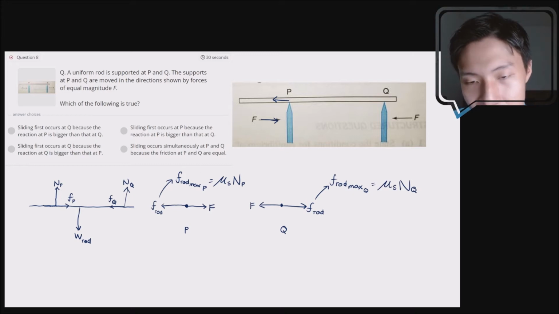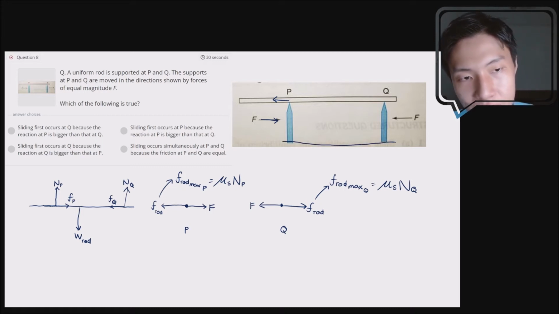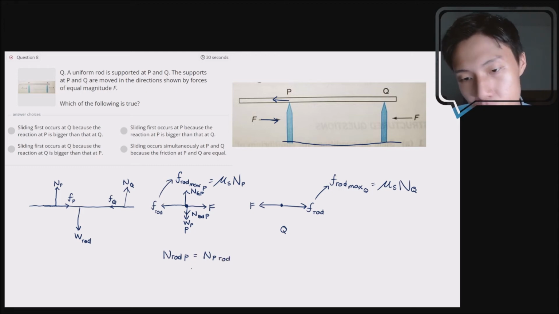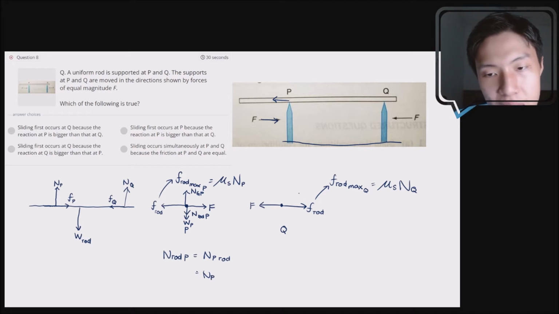Okay, technically what this is trying to say here is, if you think of this thing here having a ground, there should be a normal force exerted by the ground on support P. At the same time, this thing here has weight, so this is the weight of support P. At the same time, because the plank is pressing on the support here, there is a normal force exerted by the rod on P, and this N rod P here, exerted by the rod on P, will be equal to the normal force exerted by P on the rod, and this is equal to N_P. Okay, same thing over here.